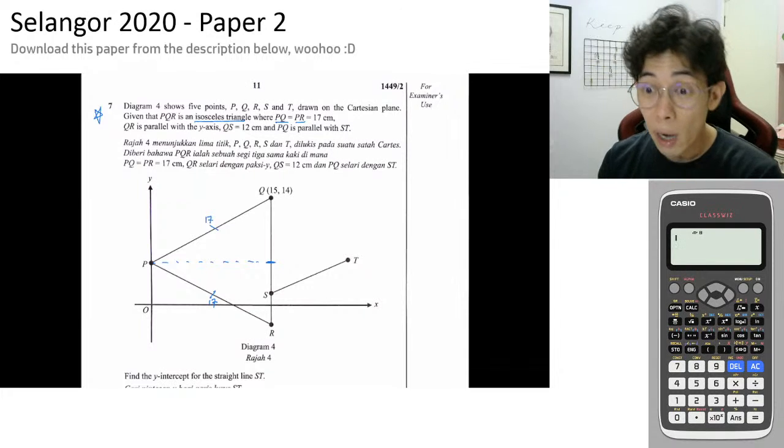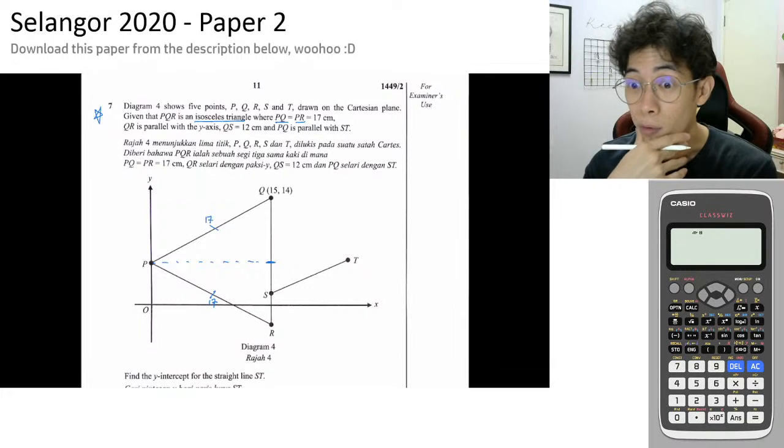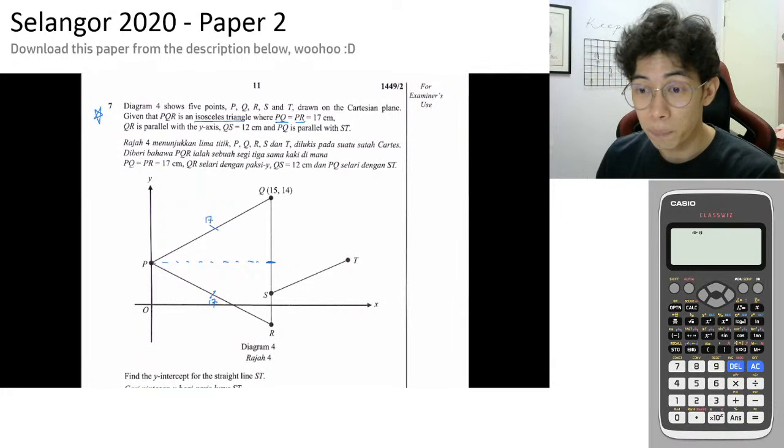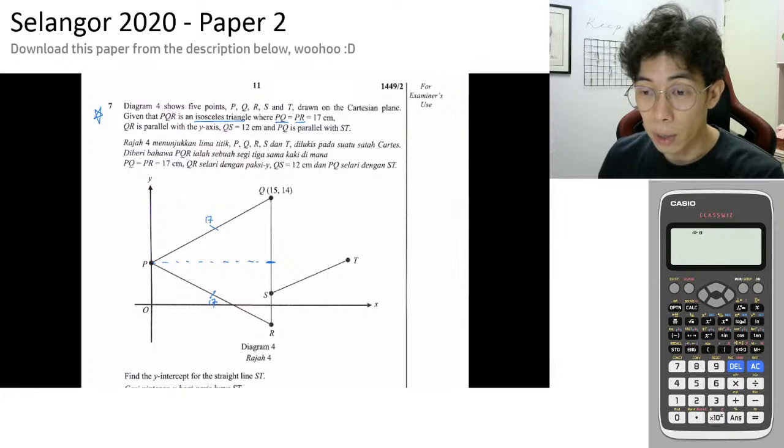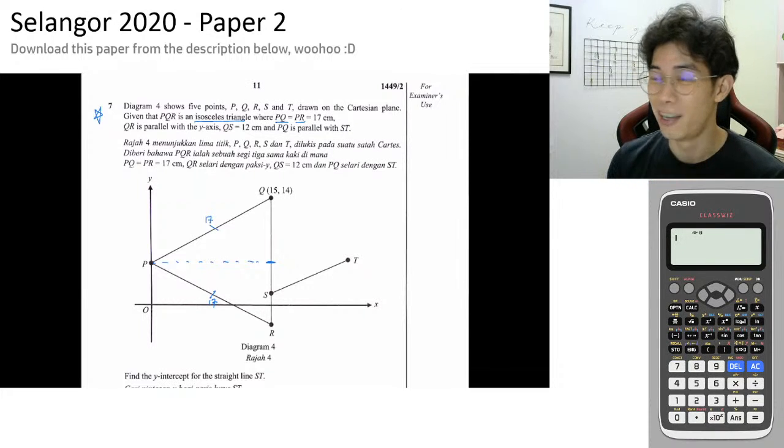Can you see the QR? Very obvious, right? Okay, obvious as in what? Wait. Okay, good. Okay, I delete that first.